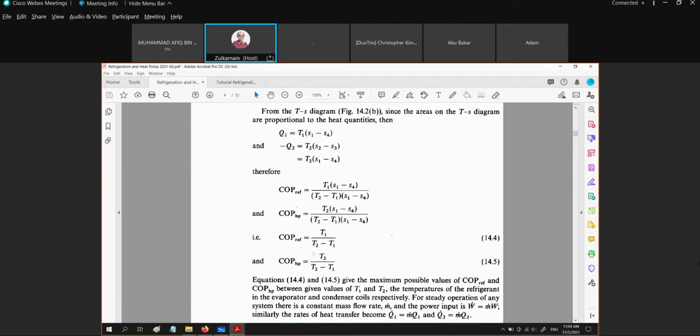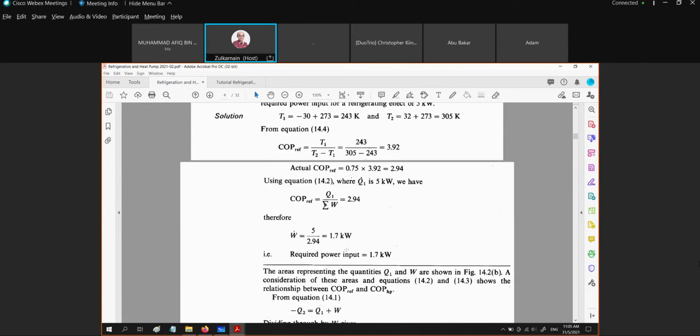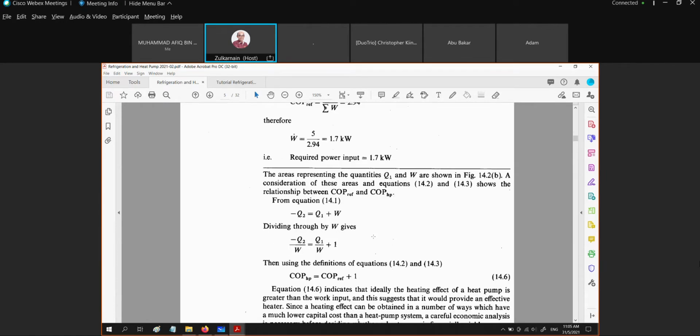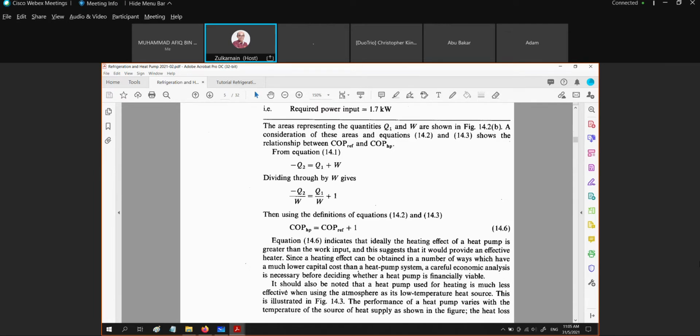So please take note, the COP, if you write it as a function of temperature, T1 and T2, where T2 is the high temperature and T1 is the low temperature, is of course for a reversible cycle only. In this case, we are looking at the reverse Carnot cycle. So we have looked at one tutorial question regarding the Carnot cycle, and this I didn't mention yesterday.